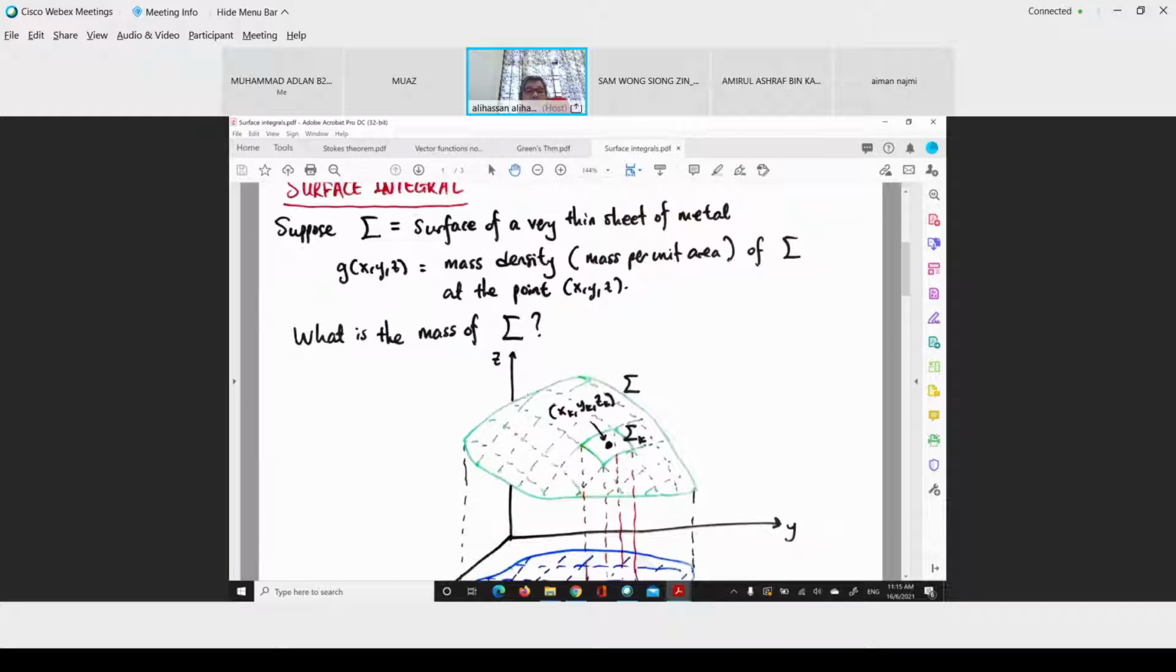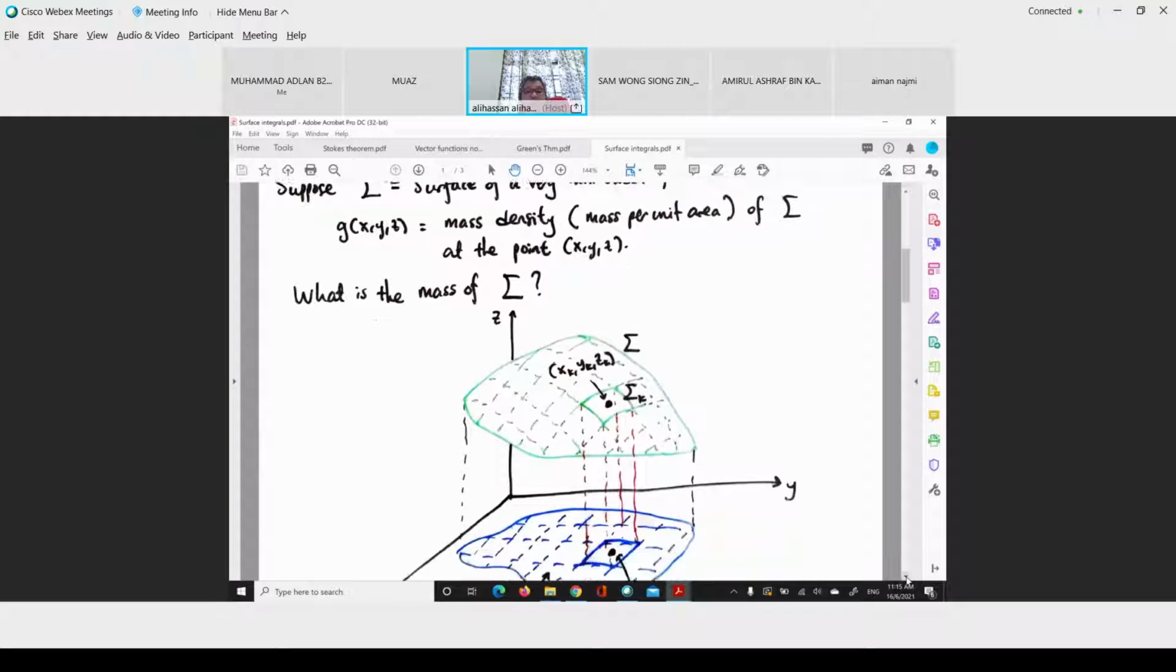And suppose it is of varying density. The density on the surface varies from point to point. So the density function is g(x, y, z). It's called the mass density or mass per unit area of sigma at the point (x, y, z). So what is the mass of the total sheet here, or metal sigma here?